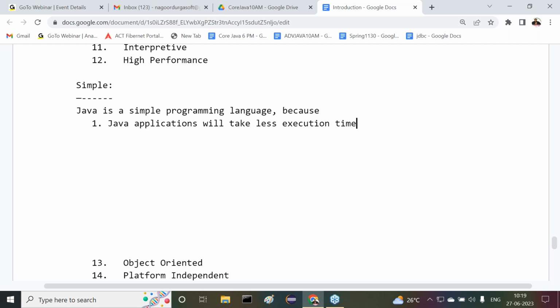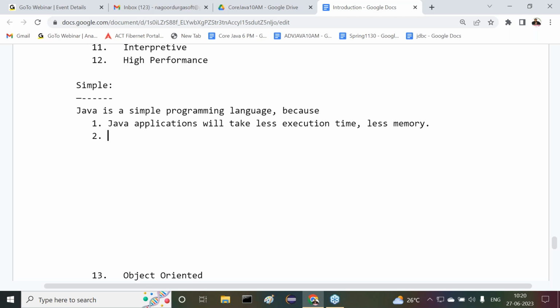And one more point, observe carefully. These features and all these things were provided by Sun Microsystems at the time of introduction, just by comparing with existing programming languages like C and C++. Majorly, Java has given all these points by comparing with other programming languages like C and C++. So Java applications will take less execution time, and the next one, less memory. That's okay, fine. This is point number one.